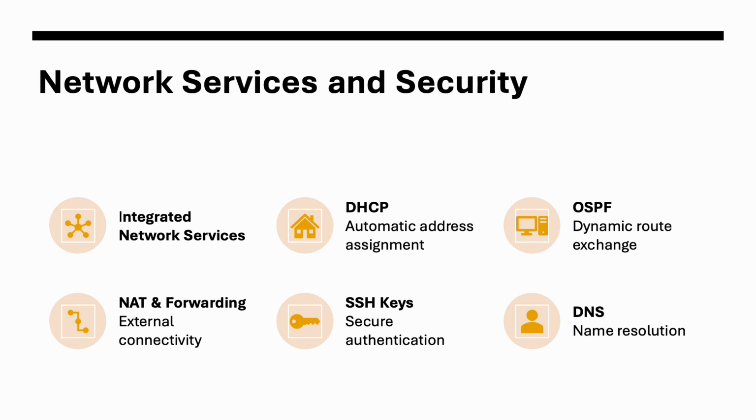Next slide, network services and security. In stage 2, we used several network services. DHCP was used for automatic address assignment, OSPF for dynamic route exchange, which allowed routing information to be shared between network devices. NAT and IP forwarding were used to support external connectivity.